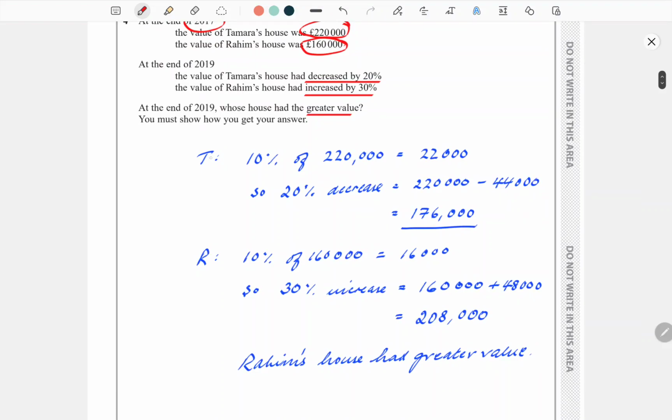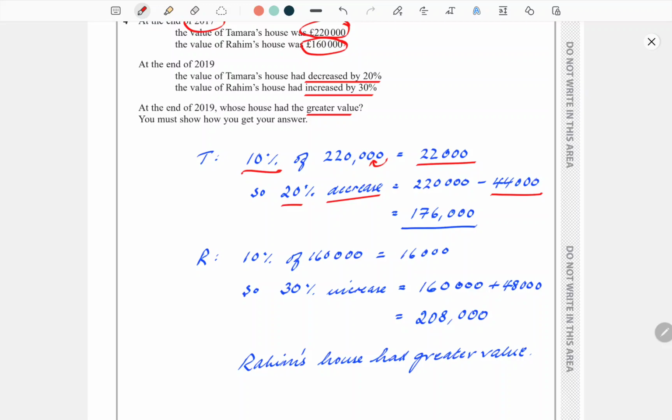Starting with Tamara's house, T. We know 10% of 220,000 is 22,000. You divide that by 10, and that gives you 22,000. Remember, it's non-calc, so don't reach for your calculators. Start getting used to the mental maths. So if 10% is 22,000, then 20% is going to be simply double that, which is 44,000.